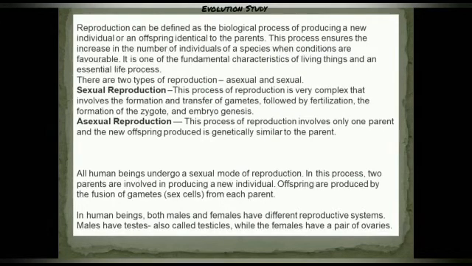In this process, two parents are involved in producing a new individual. Offspring are produced by the fusion of gametes or the sex cells from each parent. In human beings, both males and females have different reproductive systems. Males have testes, also called testicles, while females have a pair of ovaries.